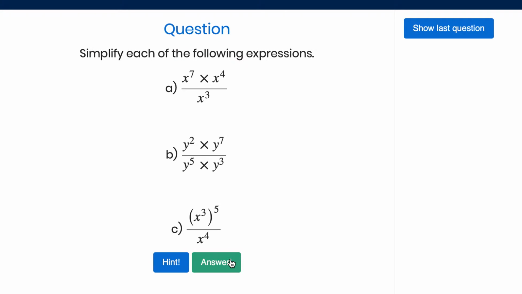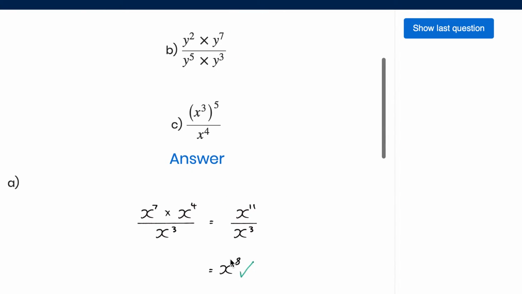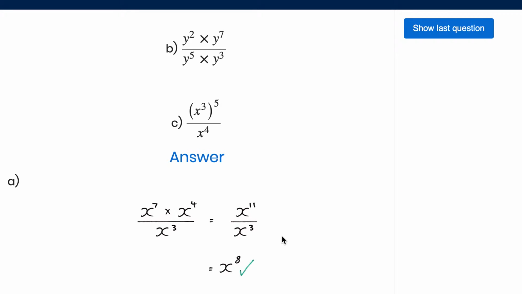Okay, so here are the answers. For part A, first use the multiplication law to simplify the numerator. So x to the power of 7 times x to the power of 4 is x to the power of 11, because 7 plus 4 is 11. Then we use the division law to do x to the power of 11 divided by x to the power of 3 is x to the power of 8, because 11 minus 3 is equal to 8.